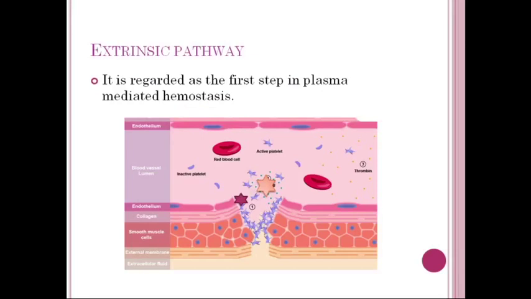The extrinsic pathway, as we know, is regarded as the first step in the plasma-mediated hemostasis. Here we have that when there is an injury of the endothelium, the subendothelium is going to express the tissue factor. Okay, and when this tissue factor is expressed, it's going to call the factor 7A. When they bind together, they are going to activate the factor 10, giving us the factor 10 activator.